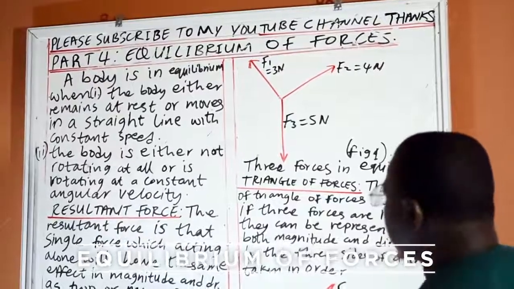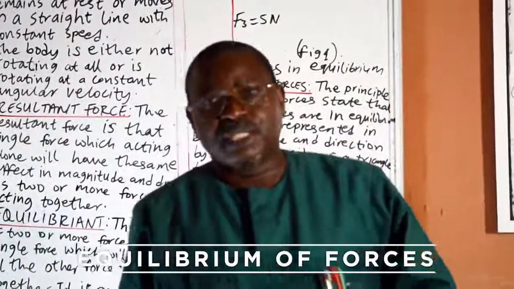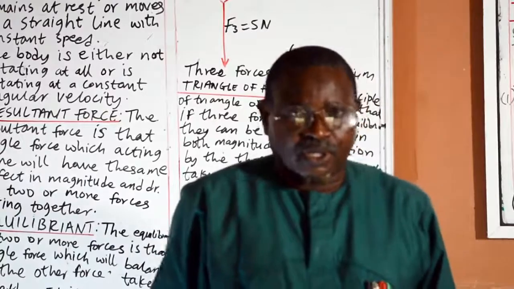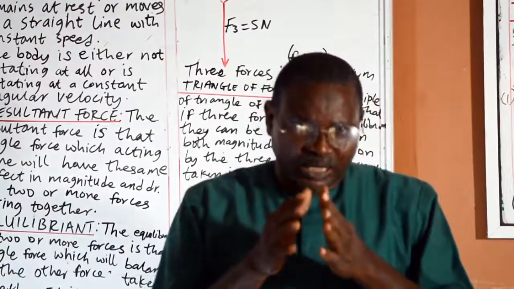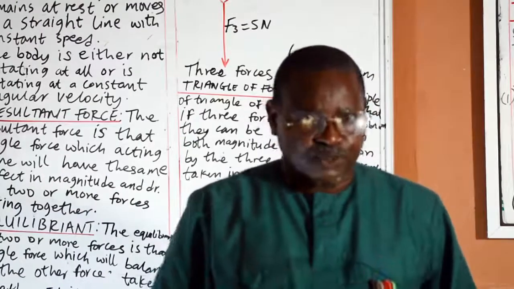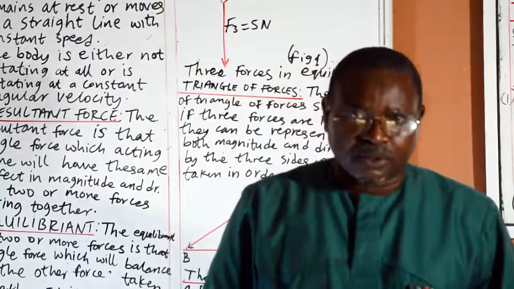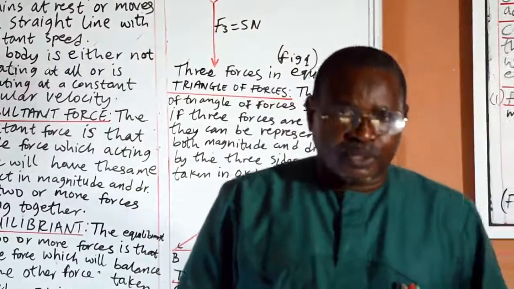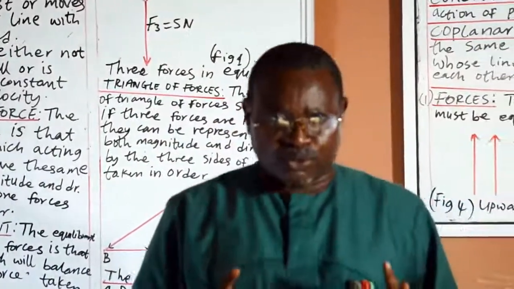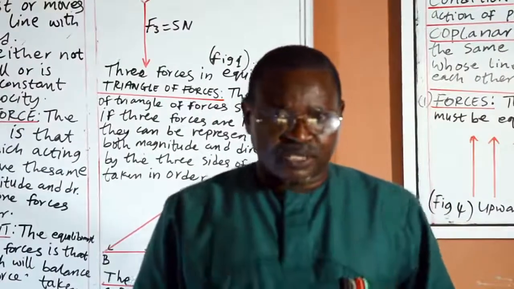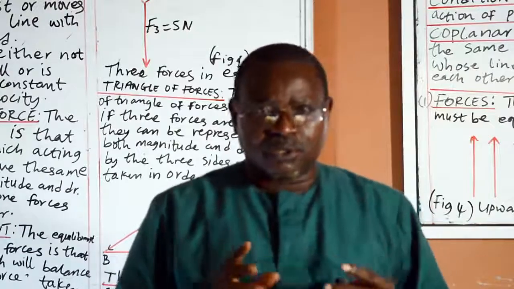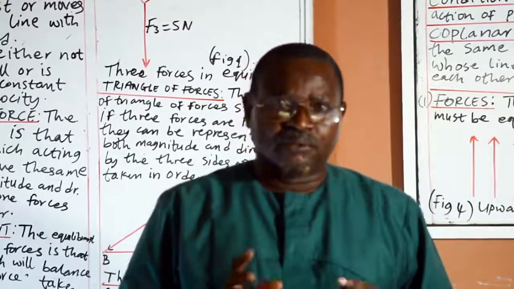Equilibrium of forces. A body is in equilibrium if it remains at rest, or if it is moving in a straight line, it must be going with a constant speed. That's number one. Number two, that body must not rotate at all, or if it is rotating, it must be rotating with constant angular velocity.